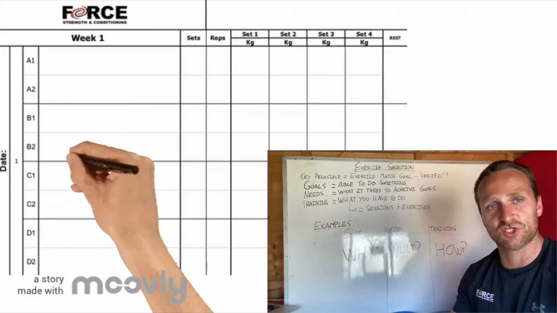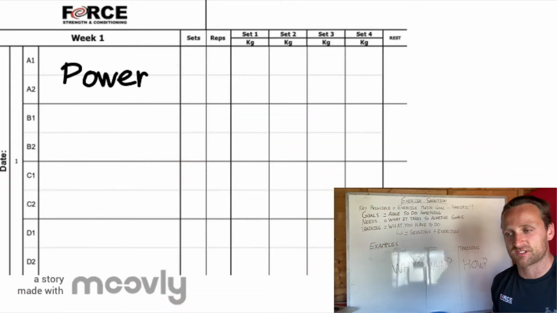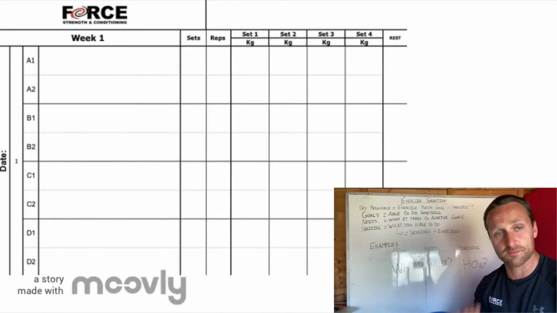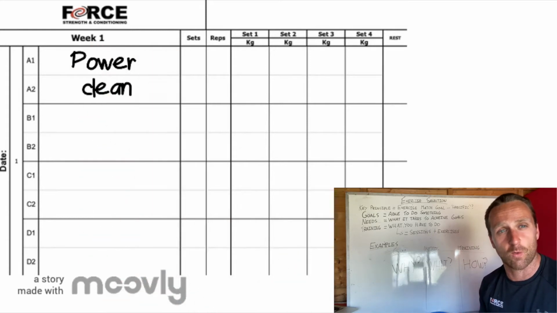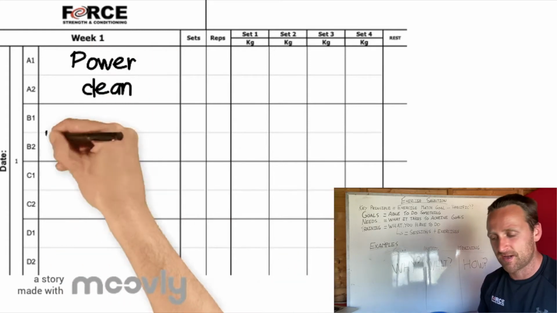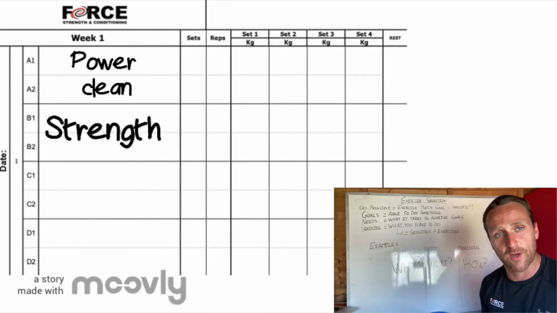So looking at the sheet, you can see that somebody would start, for instance, with some speed work at the beginning of their session, some power work to get their nervous system firing, to teach them to move some load very quickly.